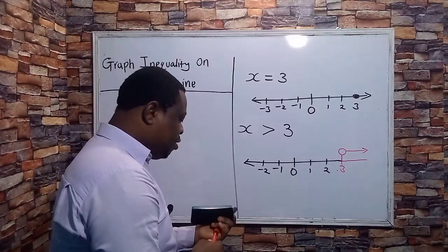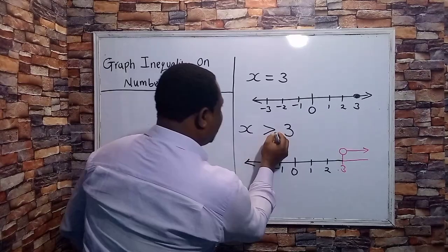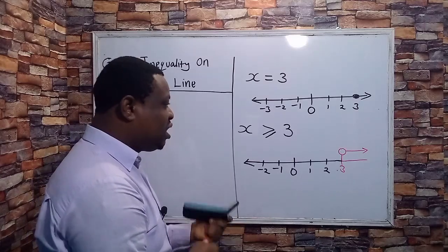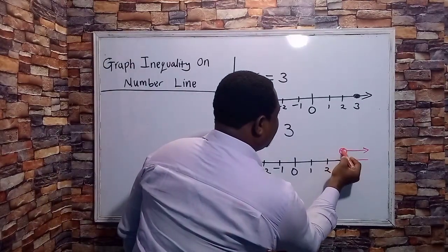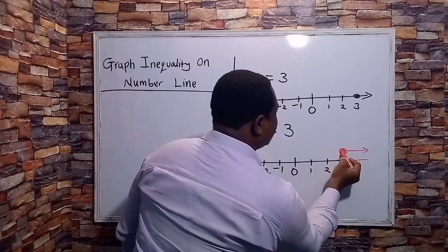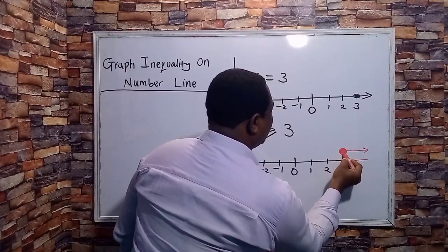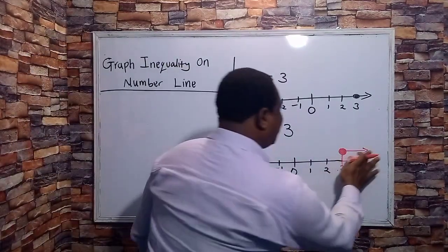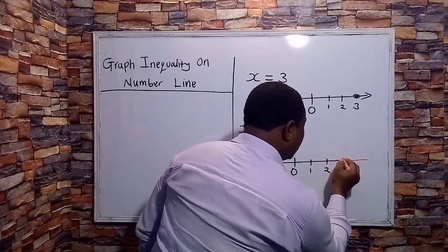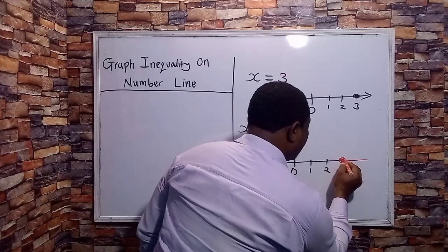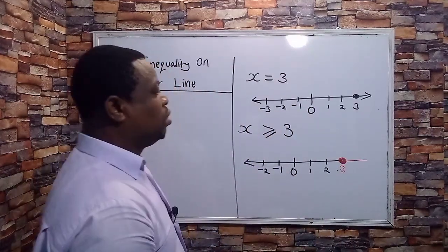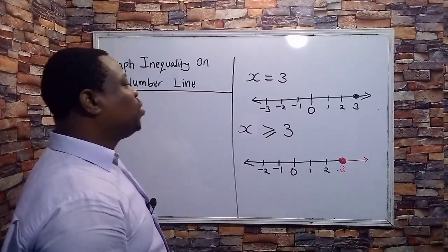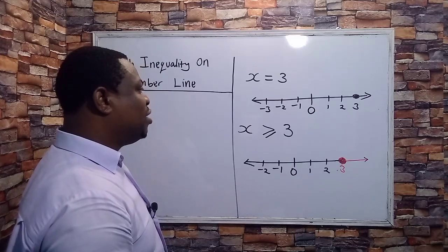Now let us say the inequality says x is greater than or equal to 3. All you need to do, if x is greater than or equal to 3, is shade the space in the circle. So it tells us that x is greater than or equal to 3. Or if you are using this other one, you shade the circle. That is how to represent x is greater than or equal to 3.